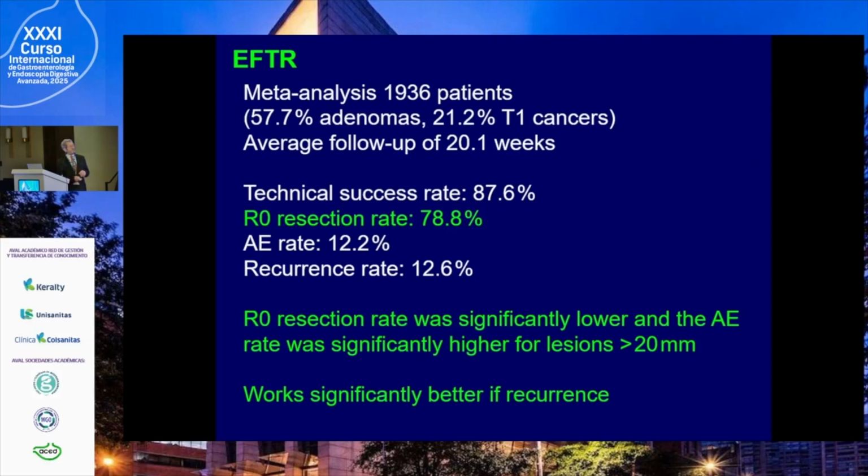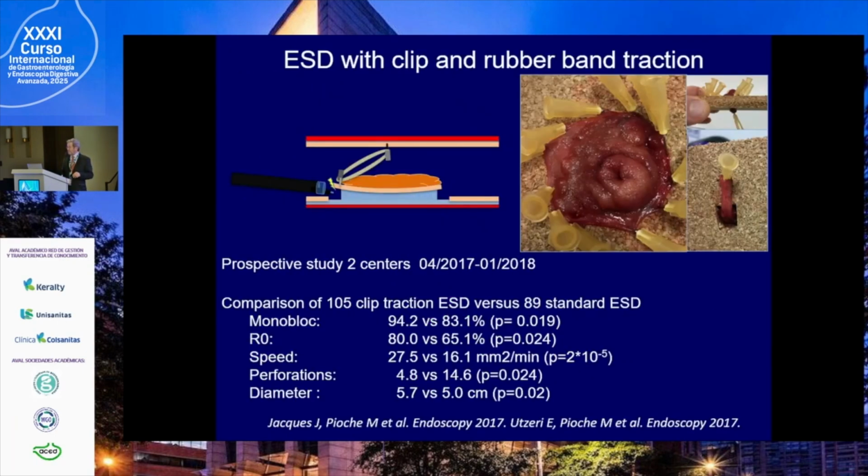But nevertheless, the R0 lesion is not so bad, okay? A large meta-analysis, R0, okay? It works significantly better if there is a recurrence, okay? But when the lesion is large, of course, more than 20 millimeter, the R0 realization rate declines, of course. So that's why I'm not happy with this technique.